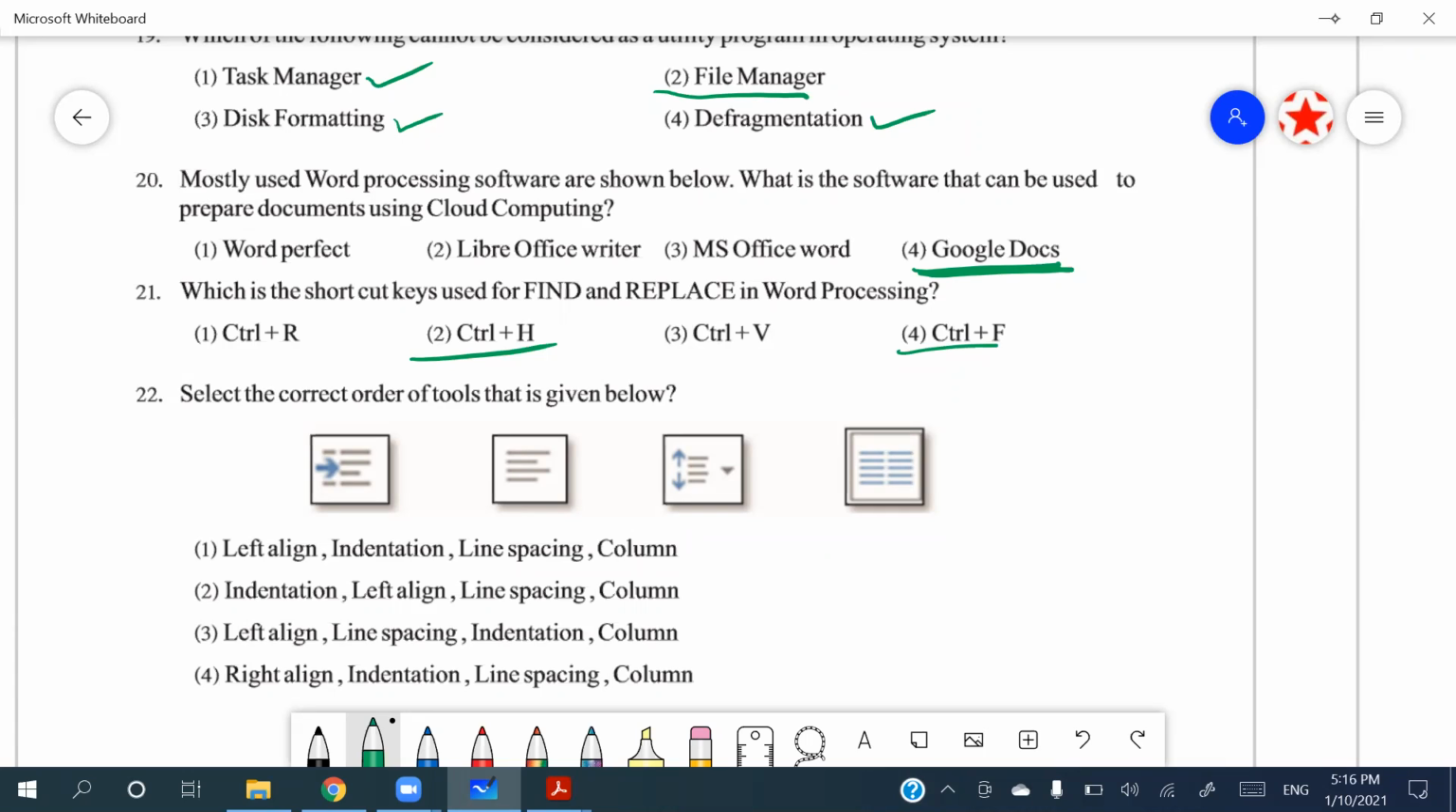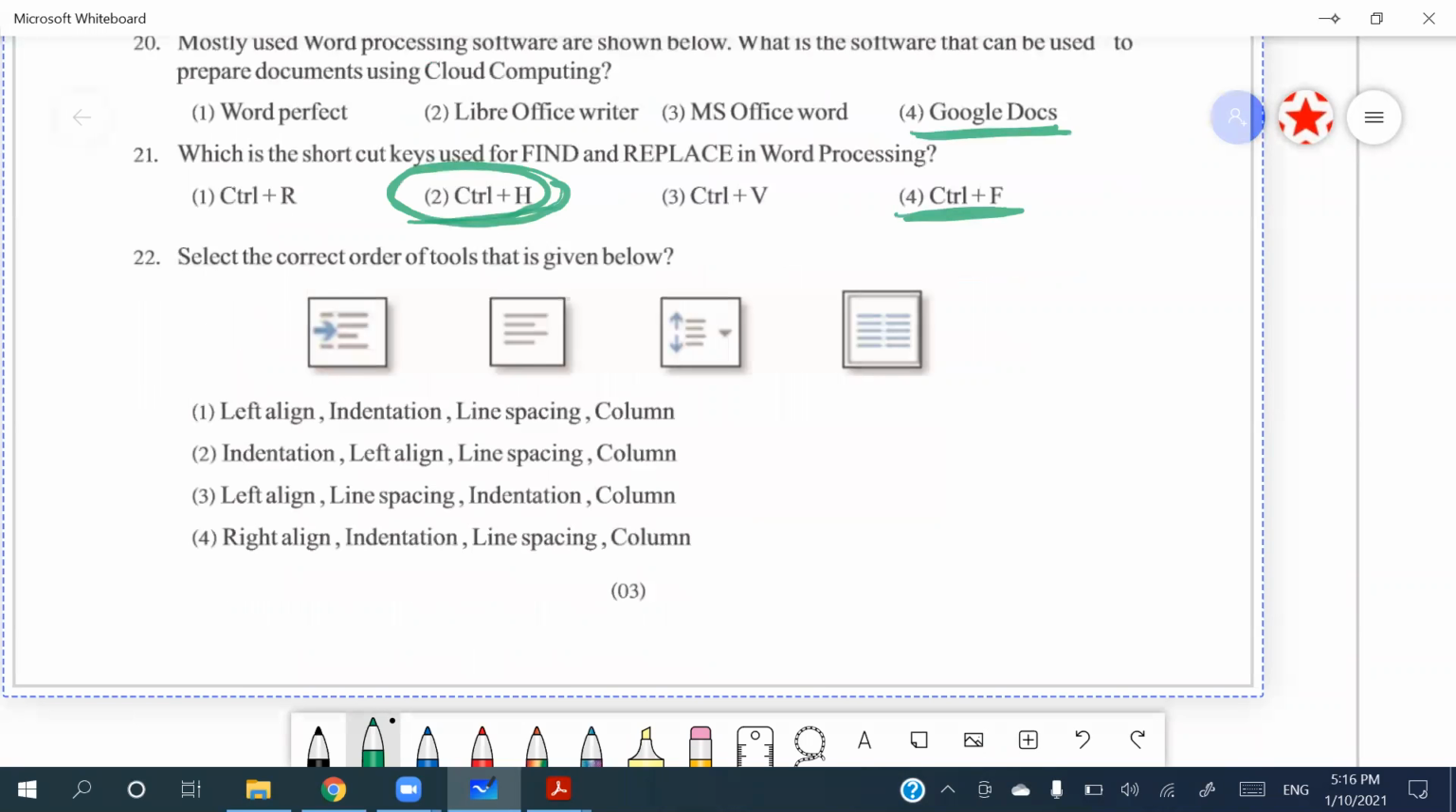So find and replace. The most suitable one will be Control H, right? Because Control F will only allow you to find. But again, it says shortcut keys used to find and replace in word processing. So someone can still argue that when you press Control F, you are still getting the find and replace window, right? So you can go for both the second and the fourth. That doesn't matter, right?